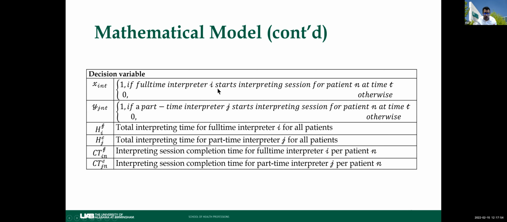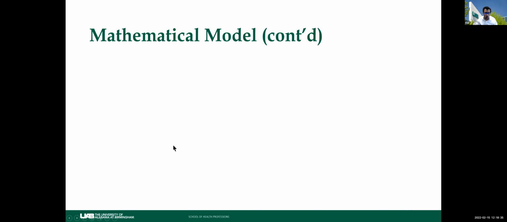The main decision variables for the model are to assign the right interpreter to the right patient at the right time for full-time, and then Y, J, and T is for part-time. So again, for full-time and part-time interpreters, we need to assign the right interpreter to the right patient at the right time, while minimizing the cost and maximizing the service quality, which is represented by the rating. And then there are measures that we need to calculate from the model, for example, the total interpreting time for every interpreter, and the completion time, so we can calculate the cost.